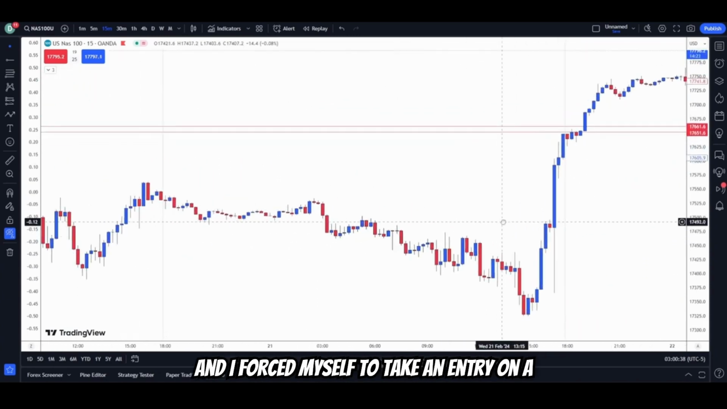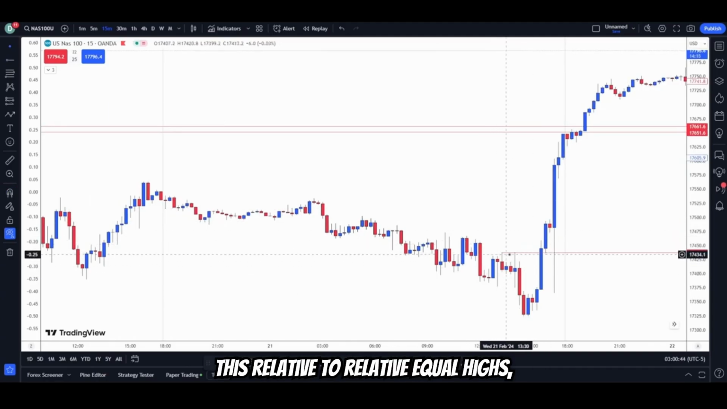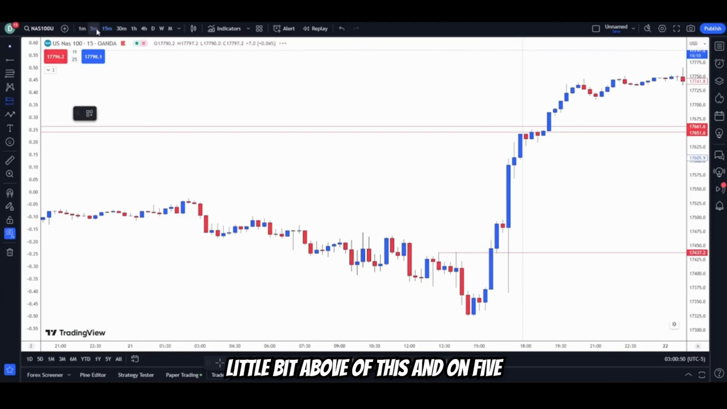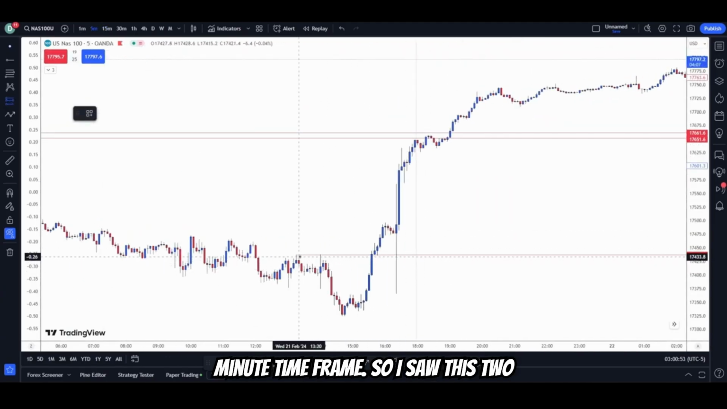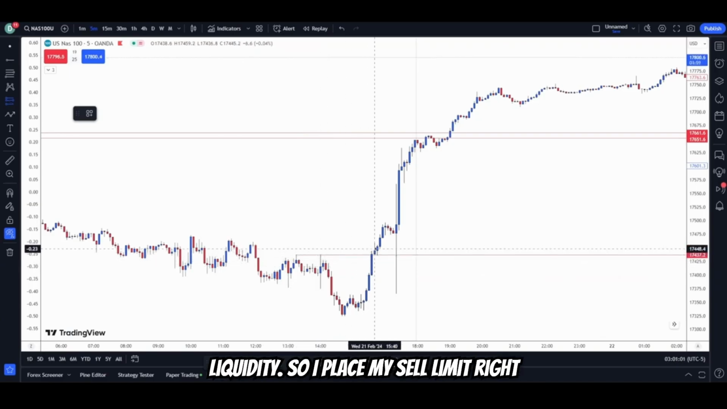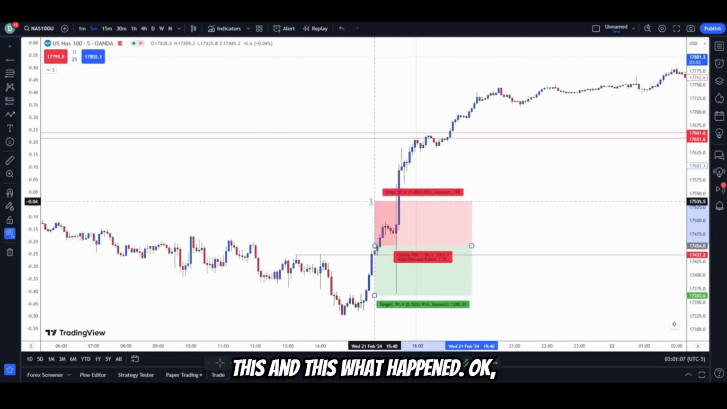But I tried to enter and I forced myself to take an entry on Nasdaq, and it was a loss. You can see this relative equal highs, right? I took a sell a little bit above of this, on 5-minute time frame. I saw these two relative equal highs, and I saw that this is a higher low, right? So I thought there will be a sell side liquidity, so I placed my sell limit right over here, a little bit above of this, like this, and this is what happened.